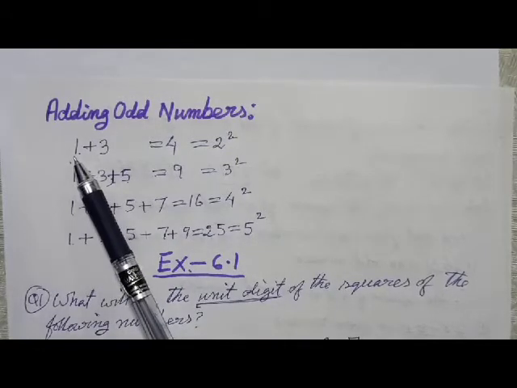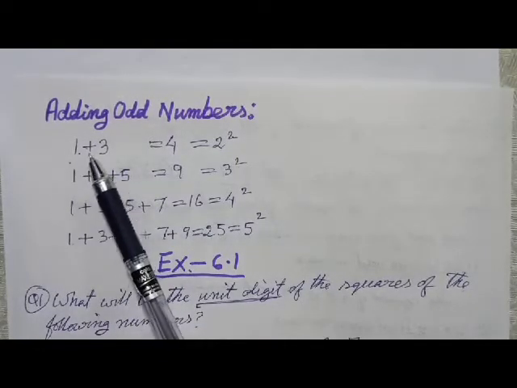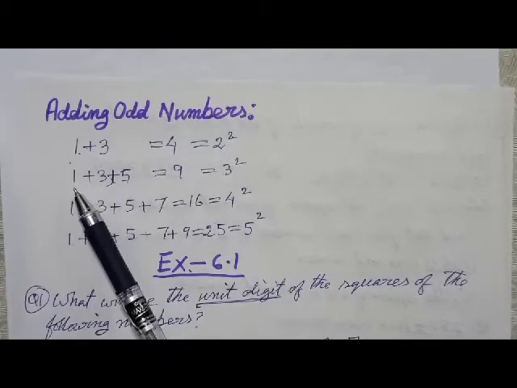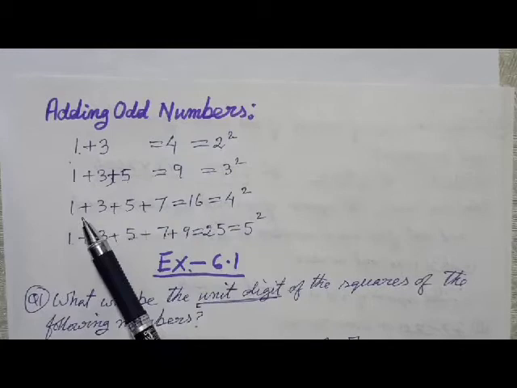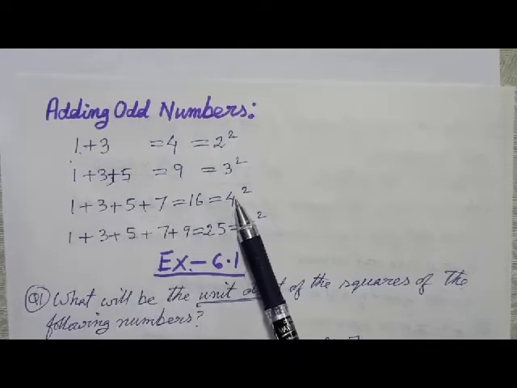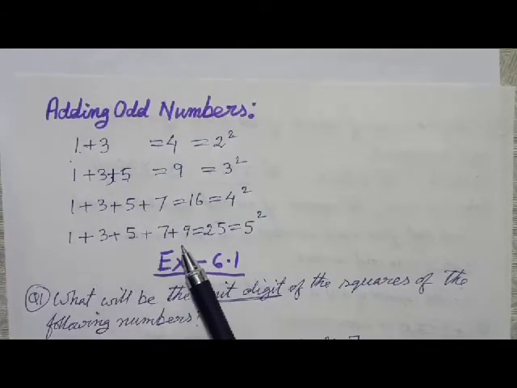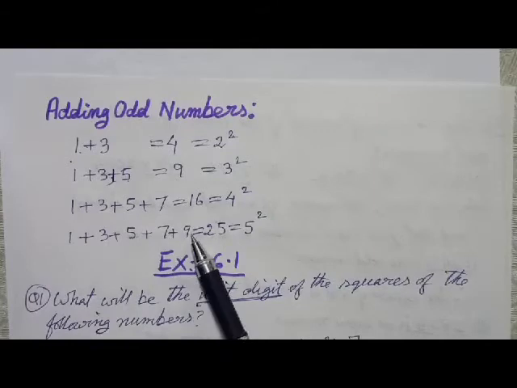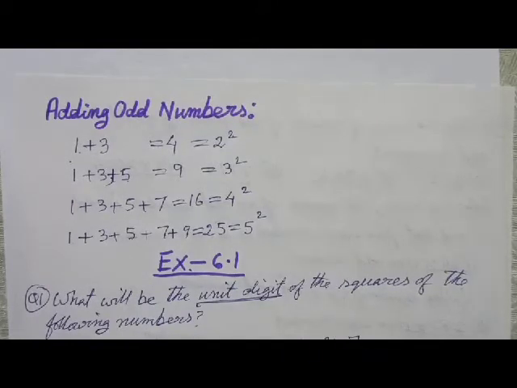Here, if we add 2 consecutive odd numbers, that is 2 square. If we add 3 consecutive odd numbers, 1, 2, 3, then 3 square. If we add together 4 consecutive odd numbers, 1 plus 3 plus 5 plus 7, 1, 2, 3, 4, then 4 square. If we add together 5 consecutive odd numbers, 1, 2, 3, 4, 5, then 5 square. We have to use this.